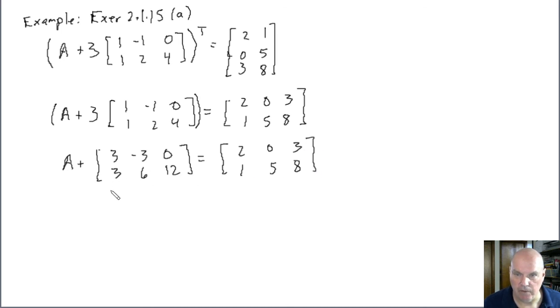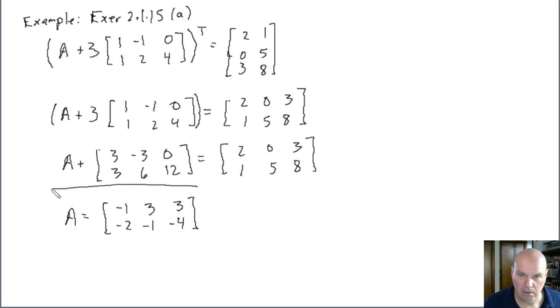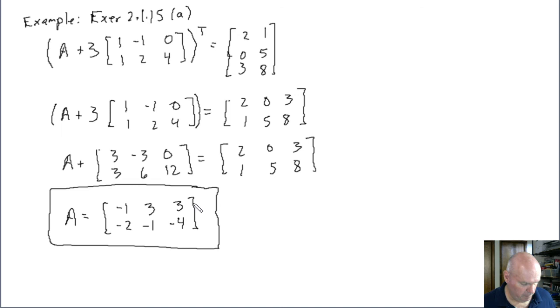Now I can solve for A by subtracting this matrix from both sides of the equation. What I'll get is 2 minus 3 is minus 1. 0 minus a negative 3 is 3. 3 minus 0 is 3. 1 minus 3 is minus 2. 5 minus 6 is minus 1. And 8 minus 12 is negative 4. So this is the corresponding answer to that particular exercise.